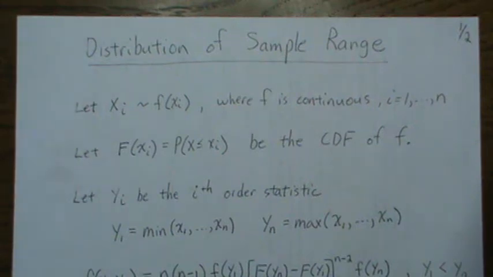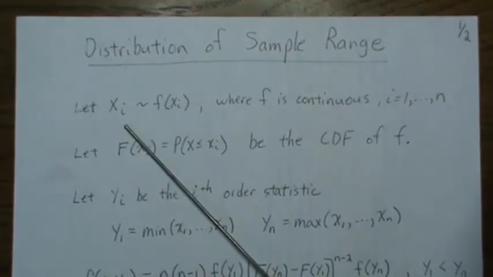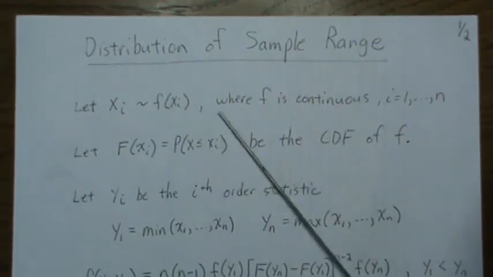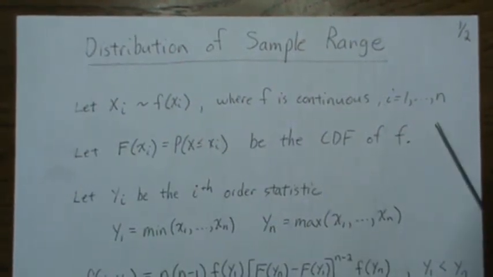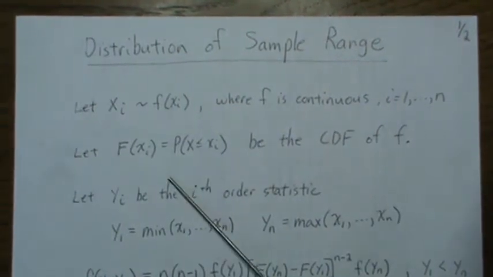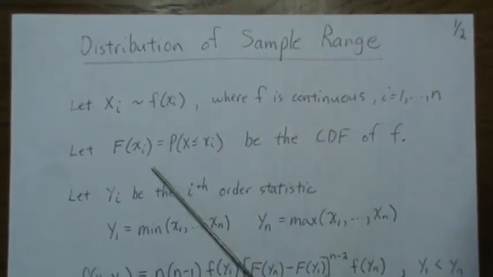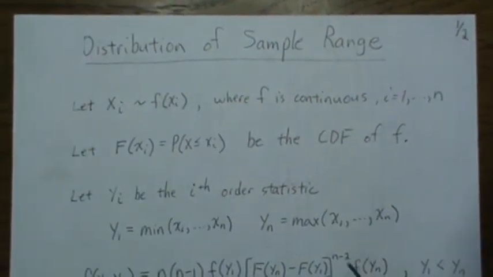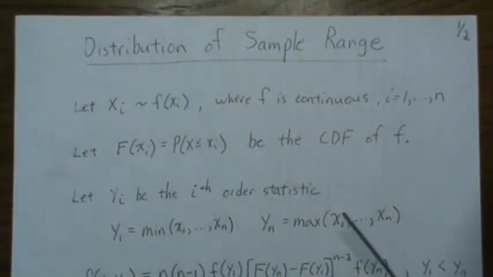Here we're going to derive the distribution of the sample range, and we're going to let the xi, or the data, be distributed with some f, where f is continuous and i goes from 1 to n, so we're going to take a sample of size n. The cumulative distribution function is just that. It's the probability that x is less than xi. That's the CDF of f.